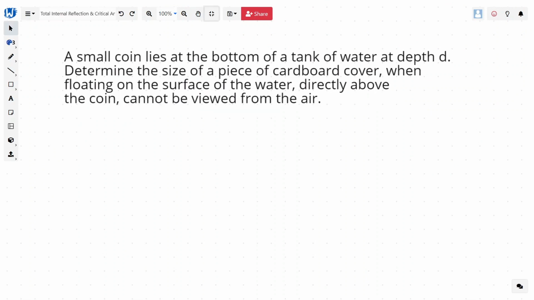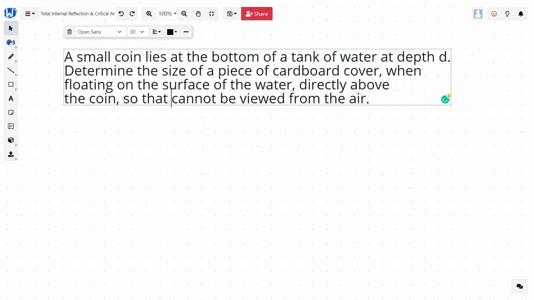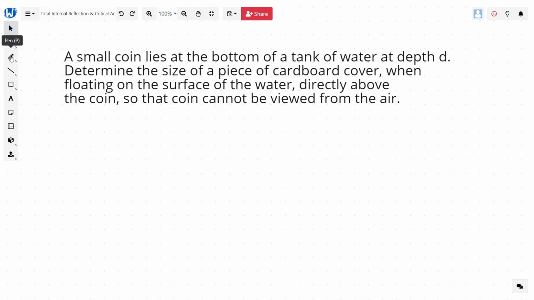So moving on to our next problem, says there's a small coin lies at the bottom of a tank of water at depth D. Okay. Determine the size of a piece of a cardboard cover when floating on the surface of the water directly above the coin. A coin cannot be viewed from the air. So that coin cannot be viewed from the air, right?